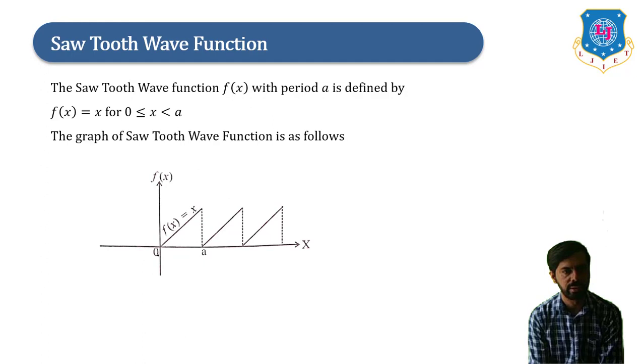We can see here whenever x lies between 0 to a, then f of x is x, because this is y equal to x line. Okay, so this is the graph of sawtooth wave function.